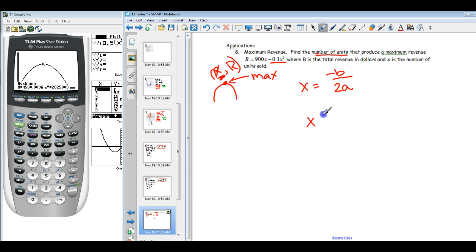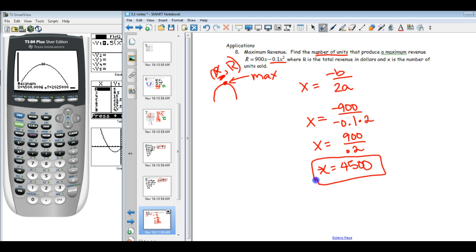-b over 2a for this problem is going to be -900 divided by -0.1 times 2. So that's going to be 900 over 0.2, and so x is 4,500.